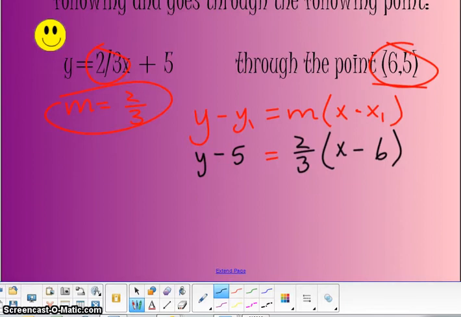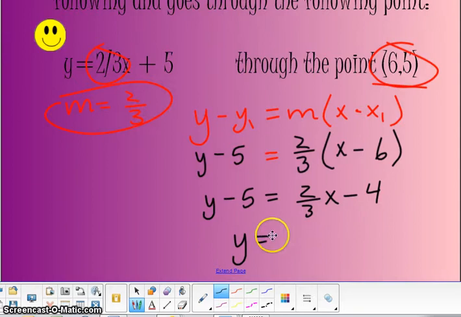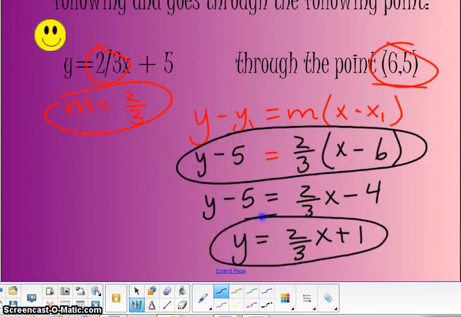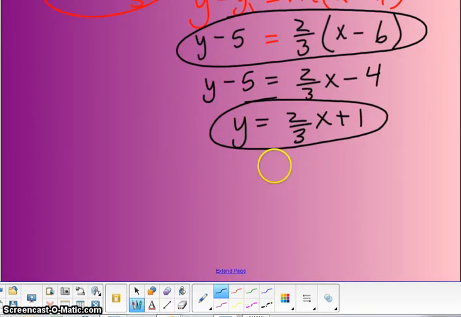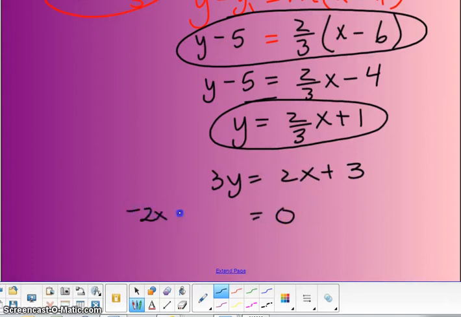To get the slope intercept form, we can go ahead and simplify. So it would be y minus 5 equals 2/3 x minus 4. And then by adding 5 to both sides, you get 2/3 x plus 1. So point slope form, slope-intercept form, and then the last one is standard form. So if I multiply everything by 3, I get rid of the fraction, and if I move everything and set it equal to 0, I would get negative 2x plus 3y minus 3 for standard form.